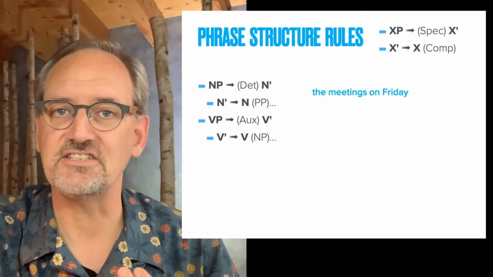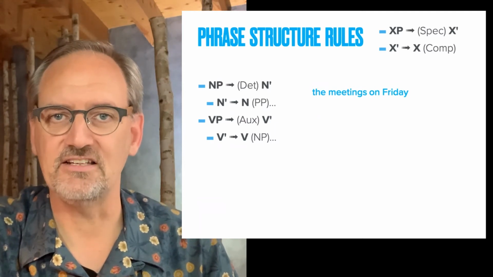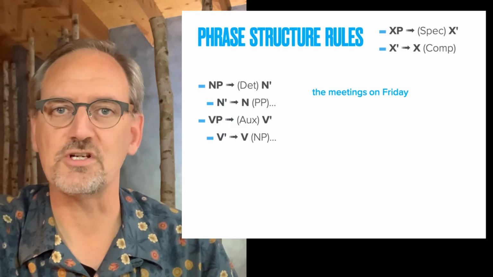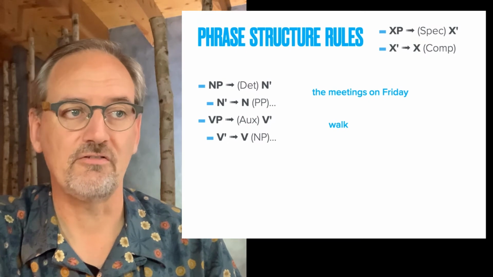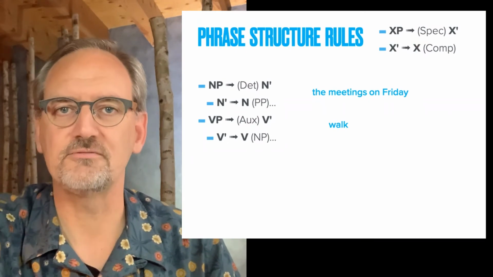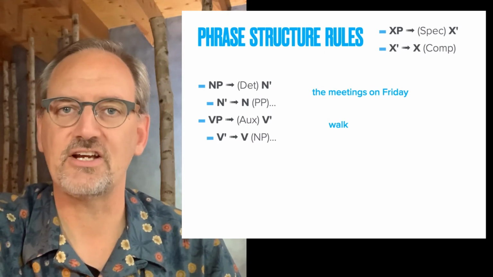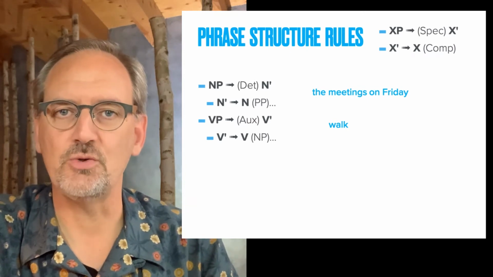In fact, that's a general principle, that every phrase must have a head, and every head must be contained in its corresponding phrase. Now, in the case of a verb phrase, we might take the verb walk. Right? So, I walk. I don't have to have any other words in the verb phrase. I could have a verb phrase that has a V bar, which contains only the verb walk.